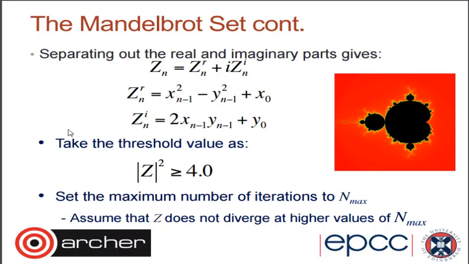We say that if the series of numbers that we generate crosses that threshold, then we assume that particular point in the complex plane gives a series of numbers that will eventually diverge. If, however, after a set number of maximum iterations, say n max, those numbers don't cross that threshold, or z squared doesn't cross that threshold, which here we've set to 4, then we assume that the series converges, and therefore that point belongs to the Mandelbrot set.